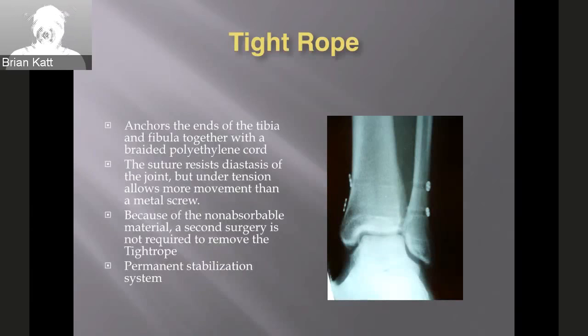Tightrope is something I haven't used often. I know a lot of docs do. It's a non-absorbable polyethylene cord that can be placed in. The advantages of using a tightrope are that you don't need a second surgery. It can be left in.